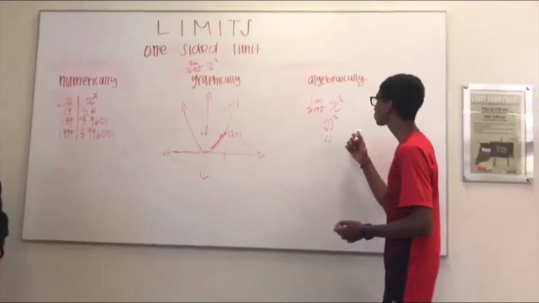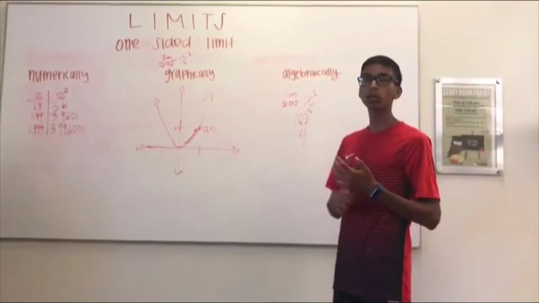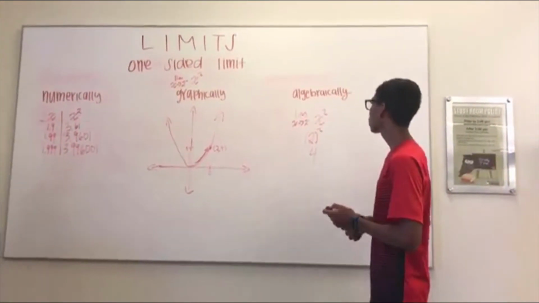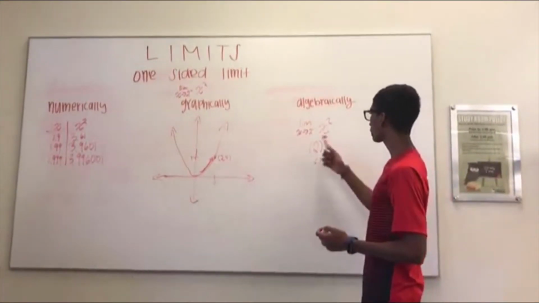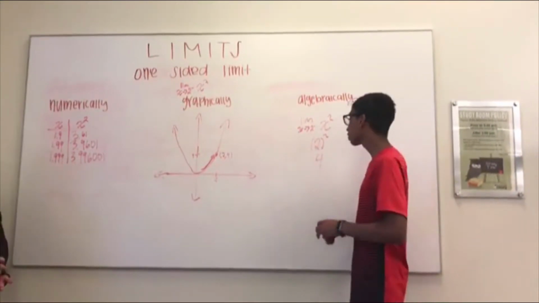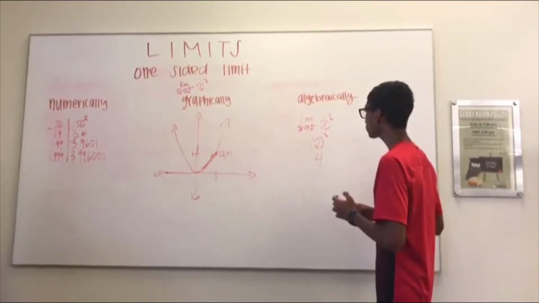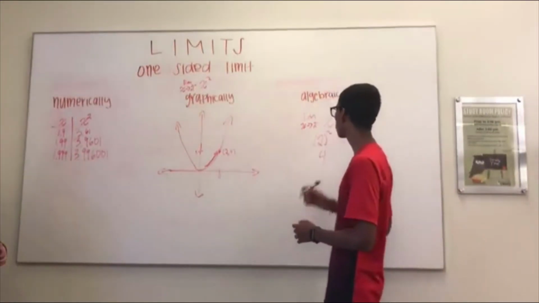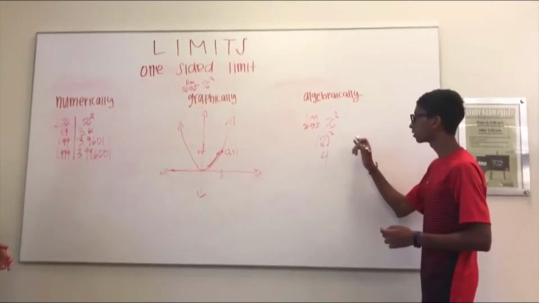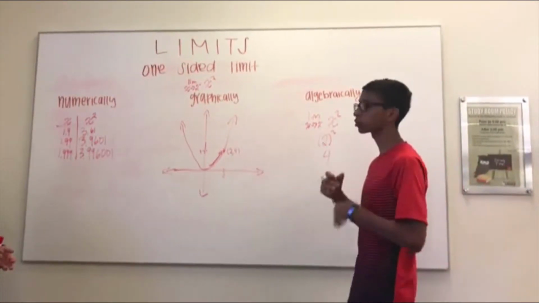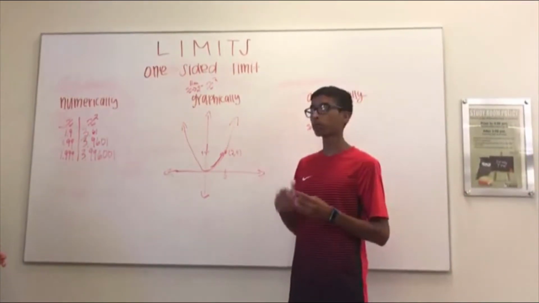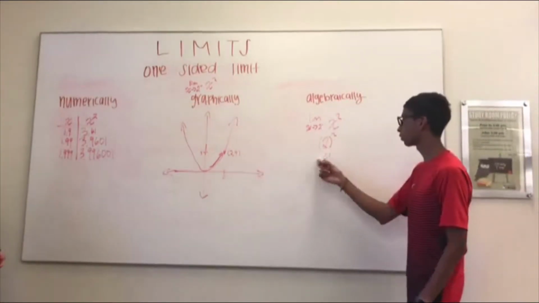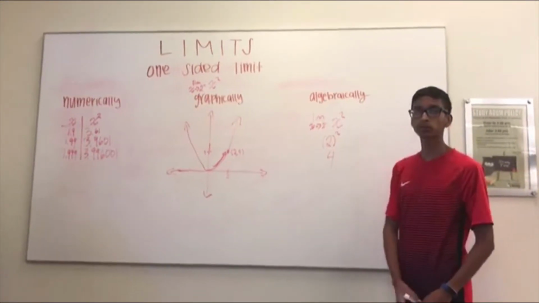Now, to do it algebraically, it is the exact same way you would do it with a two-sided limit. You plug 2 into the function, but behind the scenes, once again, you're pretty much doing it numerically. You're finding numbers that are closer and closer to 2, and then you find the y value for that, which does approach 4.